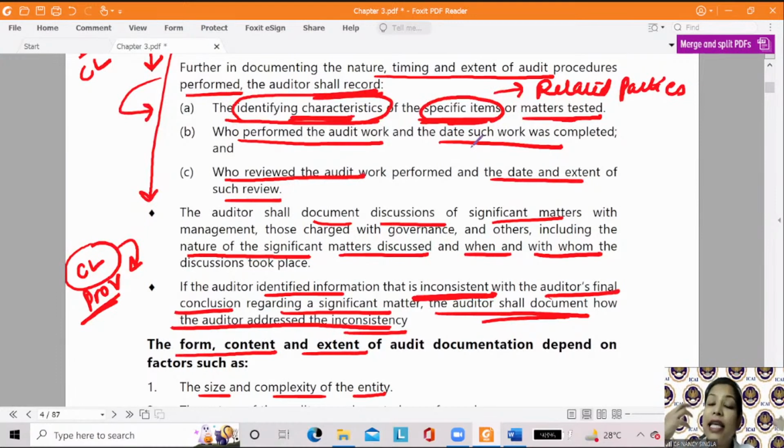And in case of any inconsistency, for example, a litigation matter that we discussed: according to the auditor, a provision should have been made, but it has been shown as a contingent liability. If there is an inconsistency, a difference between what management did and what the auditor is saying, then how the same was addressed. Simple. Gaurav, is it clear now?